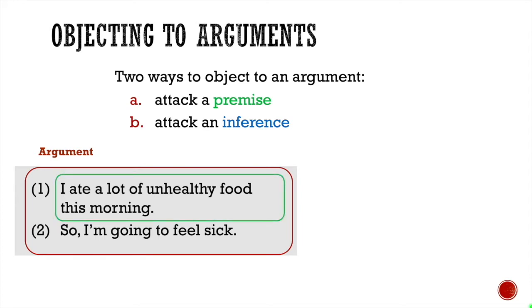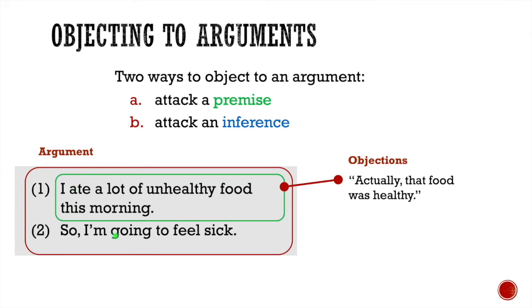Well, here's a premise, and we could attack this premise, right? We might go with strategy A and attack the premise. So we want to say, oh, this argument is a bad argument because the premise is false. And you might argue that the premise is false by saying, well, actually, the food that you ate was healthy. You thought it wasn't healthy, but it's actually healthy.